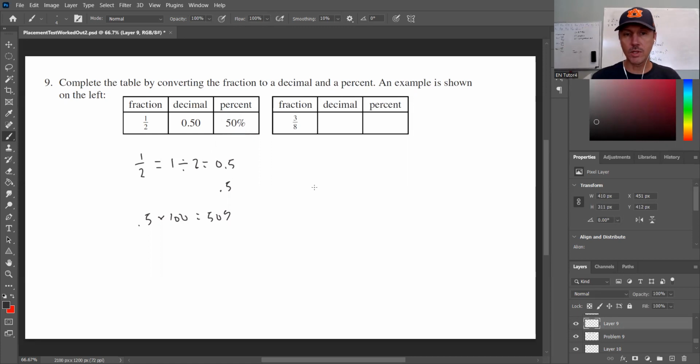So let's do the same thing with this other table that we have. 3 over 8, or 3/8, as we would read the fraction. 3/8 is equal to 3 divided by 8.